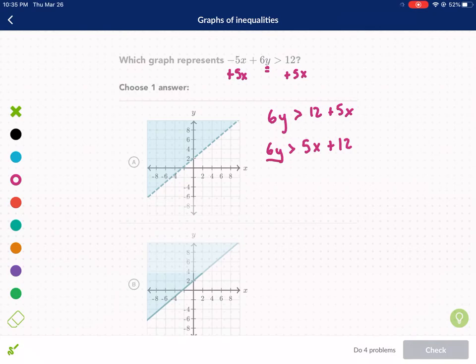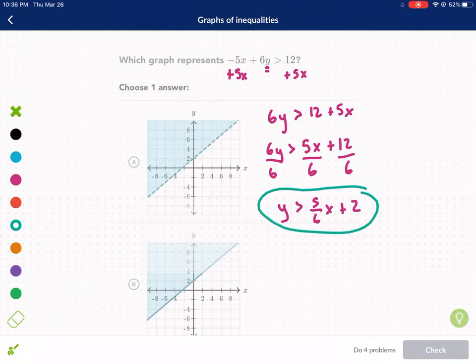So now I'm going to divide both sides by 6. And keep in mind, I need to divide every term by 6 that's separated by addition or subtraction. So when I divide 6y by 6, I get y is greater than 5 over 6x, and then 12 divided by 6 is 2. So now I have something that's pretty recognizable and easily graphed. We can see that we have 2 as our y-intercept, and 5 over 6 as our slope.